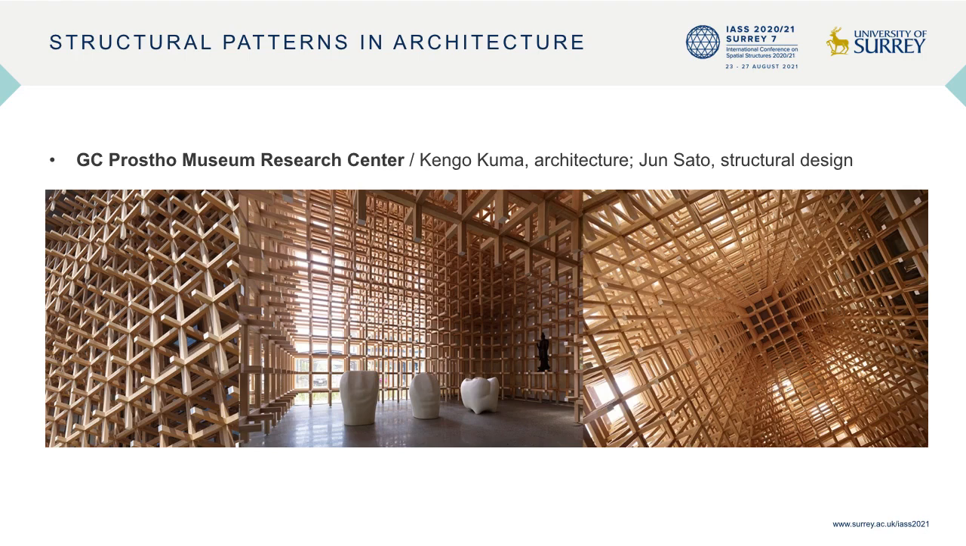The second case study presents GC Prosta Museum Research Center. The structure is made of short timber beams with joints inspired by the traditional Japanese toy called chidori. The toy is made of wooden sticks with differently cut endings, which, when assembled, do not require additional connecting elements since they carry each other. This principle was applied to the structure, forming cubic modules of 50 centimeters from rods 2 and 4 meters long, with cross-section 60 by 60 millimeters.